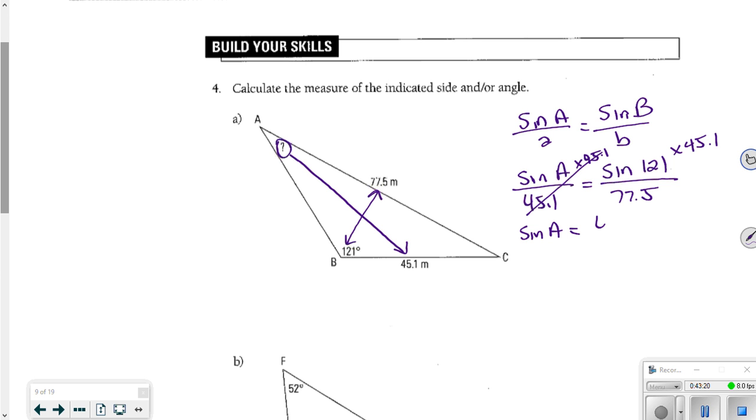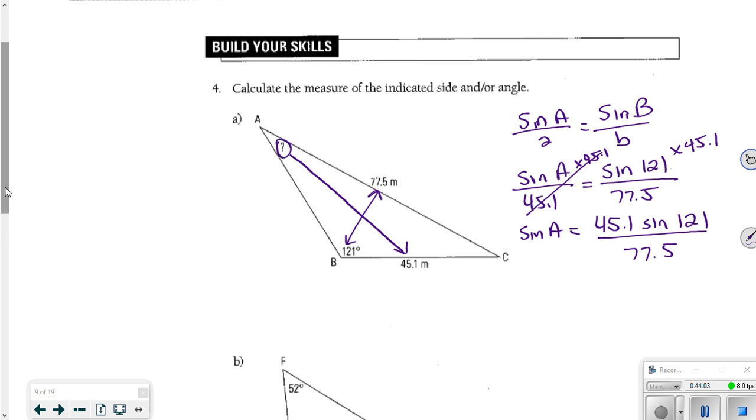Sine A equals 45.1 sine of 121 divided by 77.5. I like to put the number in front of the sine 121, the number that I'm multiplying by, and the reason why is sometimes your calculator will do weird things if you put it after the 121. If you did sine of 121 and needed a bracket and forgot to put it in and then did your times 45.1, it would do 121 times 45.1 and then take the sine of that, and that's not what you're trying to tell it to do. So just to be safe, write that number out in front, and then it doesn't matter so much the order that you put things in your calculator.